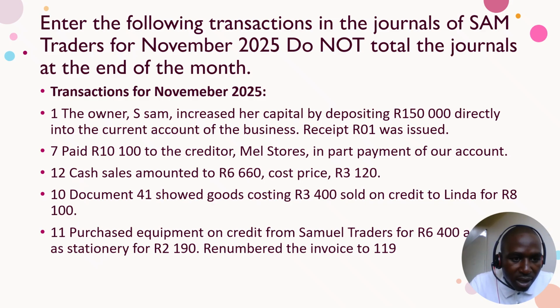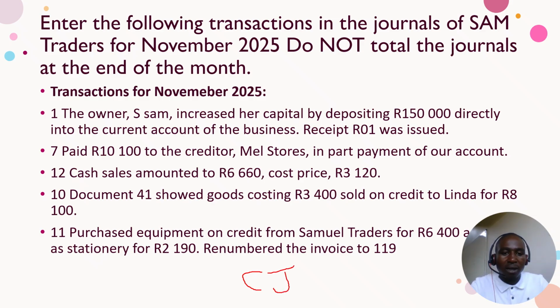Now I want us to go to transaction number 14. It says on the 11th, we purchased equipment on credit. Whenever you are purchasing on credit, we record on the creditors journal. We purchased equipment on credit from Samuel Traders for 6,400 and stationery for 2,190, invoice number 119.